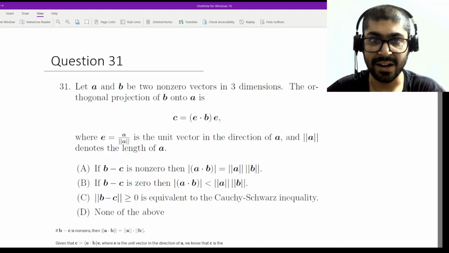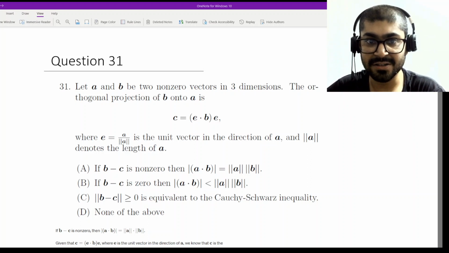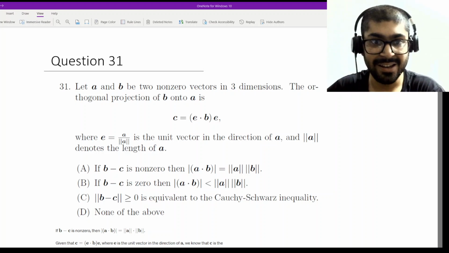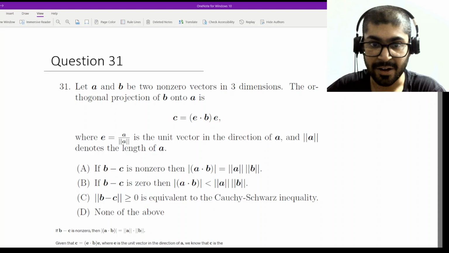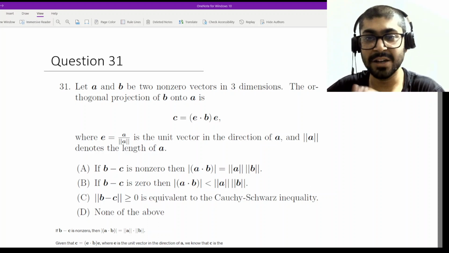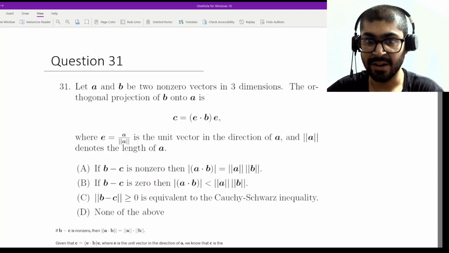So let us read the question. Let A and B be two non-zero vectors in three dimensions. The orthogonal projection of B onto A is C equal to E dot B times E, where E is the unit vector. Alright, now there are three conditions given. We have to check which of them are true. There is nothing extra given here, just the definition of orthogonal projection. Now we have to just check if these three options are true.